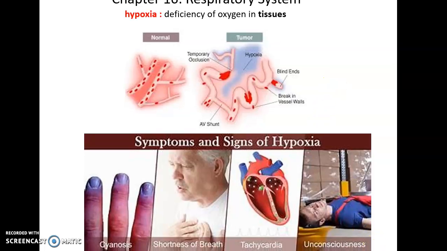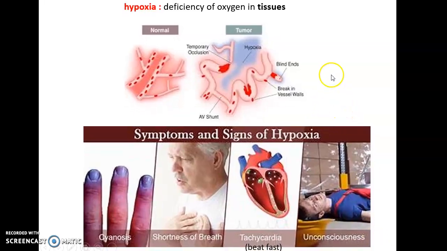Of course, we can have problems where this isn't occurring effectively. So hypoxia is a deficiency in oxygen in the tissues. It can be caused by a lot of different things. Basically, for whatever reason, blood flow or at least oxygen levels aren't reaching different portions of the body, causing those tissues to be deficient in oxygen. And if this occurs in enough parts of the body, it can lead to all kinds of side effects, such as cyanosis, the extremities turning bluish, shortness of breath, rapid heart rate, tachycardia, and even someone falling unconscious.